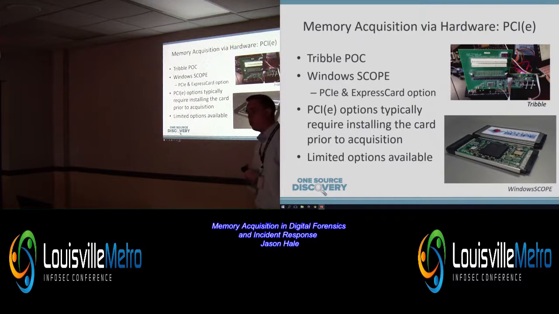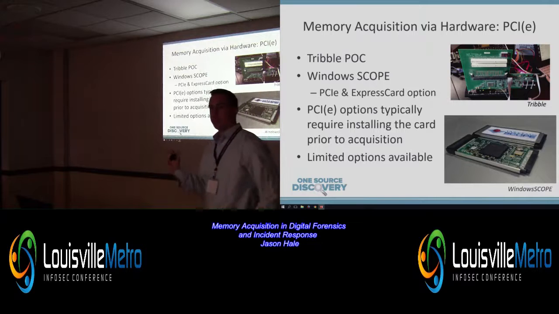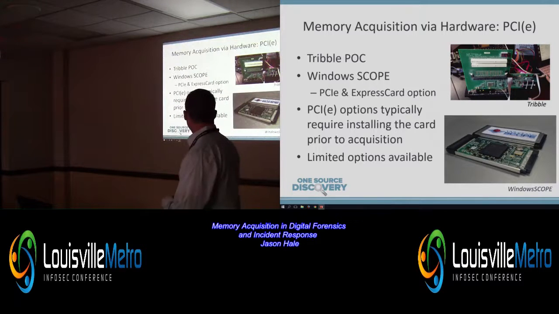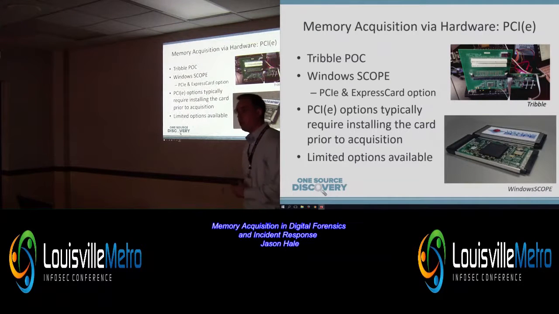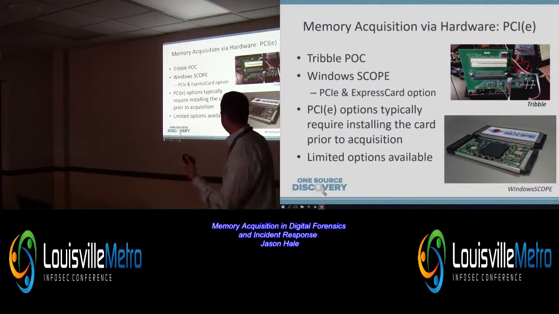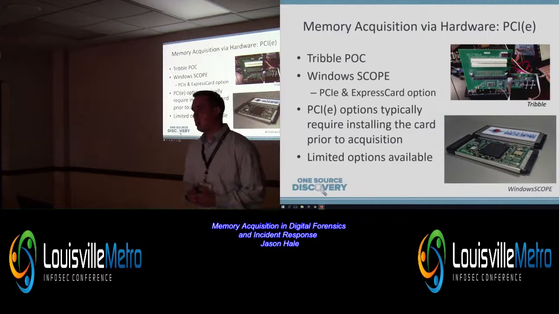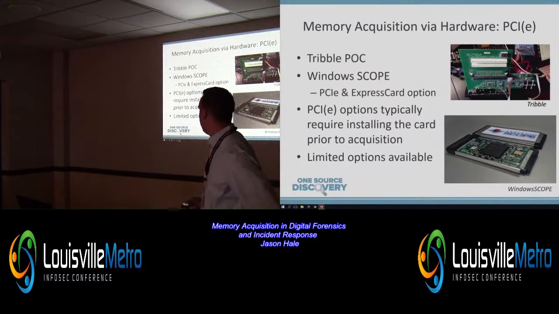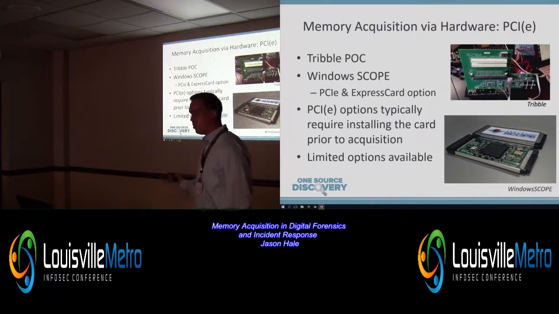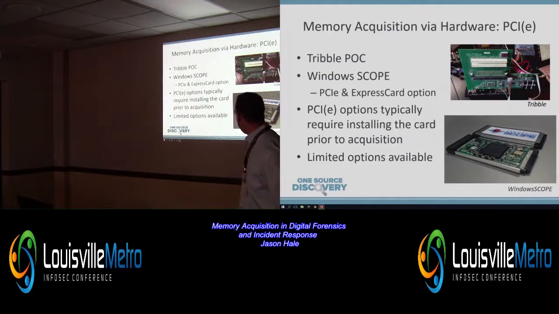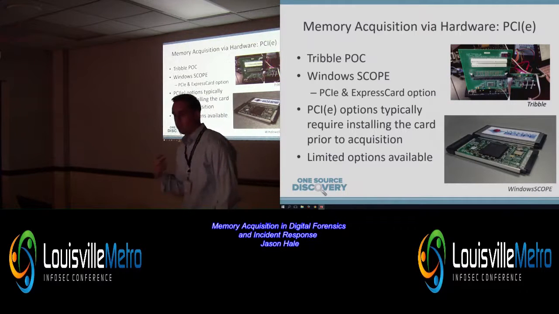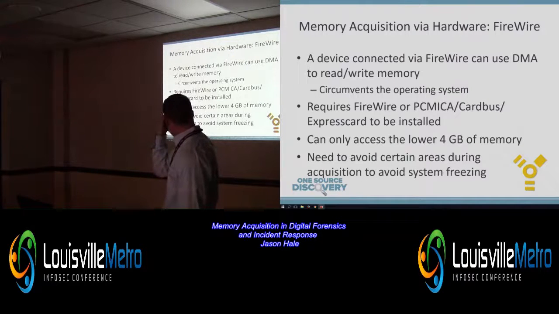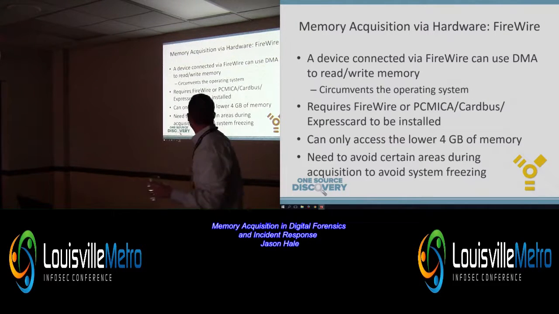The only widely available tool I know of in this space, and someone definitely correct me if I'm wrong here, is made by Windows Scope. It's called CaptureGuard. They have a PCI Express and Express card option. You can go to Windows Scope, I think it's windowscope.com actually, and find out a lot more information about these. But they come with the same limitations the PCI Express card does, as far as installing the card. If you have the Express card option, you may be able to get around that. But the point here is that there are limited options with regard to hardware acquisitions. We also see that we can acquire memory using FireWire.